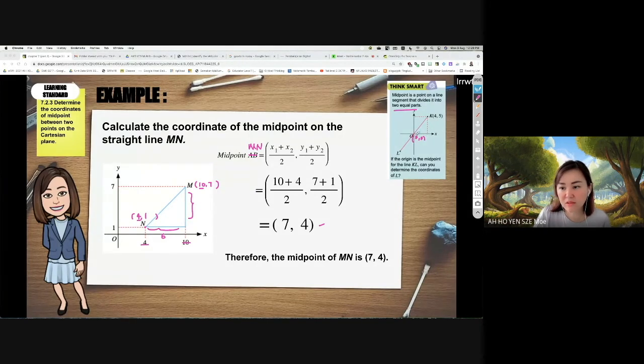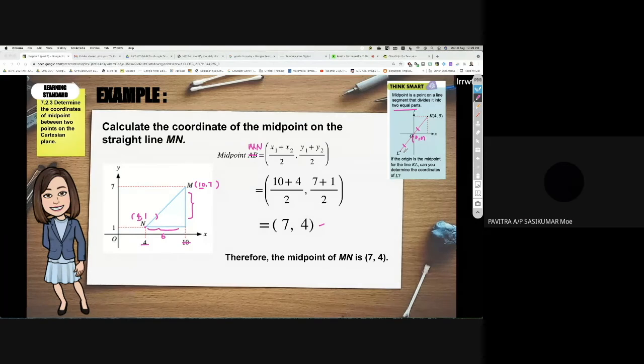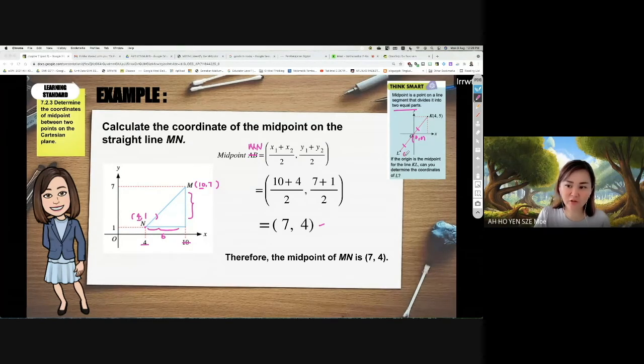Anybody know? It means the distance here and the distance here must be the same. What do you think the coordinate of L is? Anybody know? Quickly. -4, -5. Yes, -4, -5. That should be the same, right? The line here should be 4, 5. Here is 4 and 5.